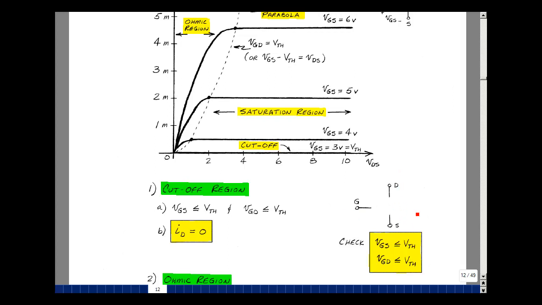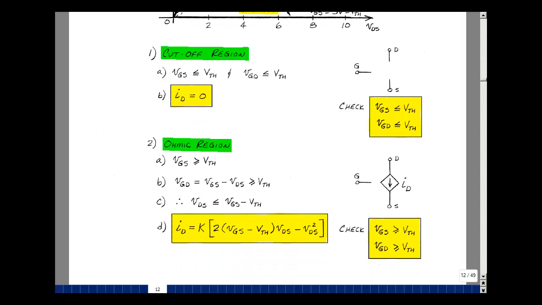So just open circuits. We can't guarantee the voltage across an open circuit, so we'll need to do the checks that the gate source is less than or equal to the threshold voltage, and the gate to drain is less than or equal to the threshold voltage. You may notice that this is very similar to the JFET, except that threshold is replacing pinch-off. That's going to continue on as we go through the modeling.